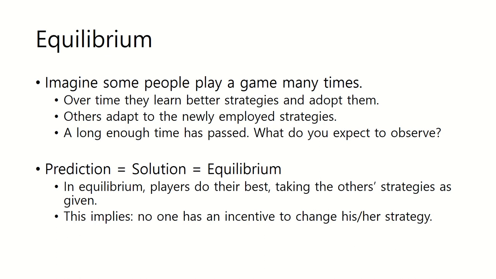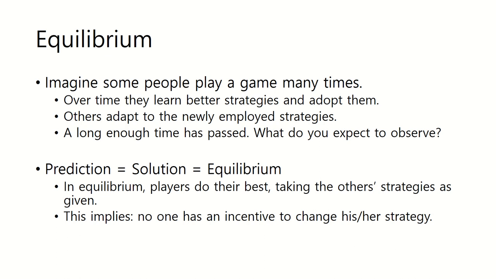And we will call it a solution or prediction of a model. And the reason is this. Let's imagine some people play a game many times. Over time, they learn better strategies, and if they figure out that a strategy is better than the old strategy, then they'll adopt the new strategy. And what about the others? Others observe the adoption of this new strategy, and they will appropriately adapt to this newly employed strategy of others.